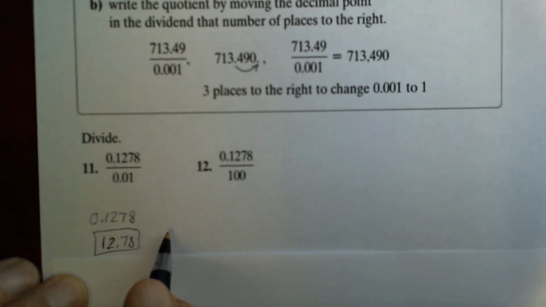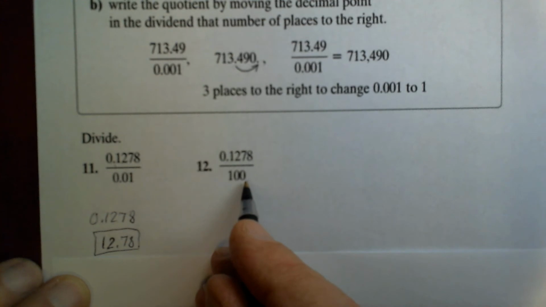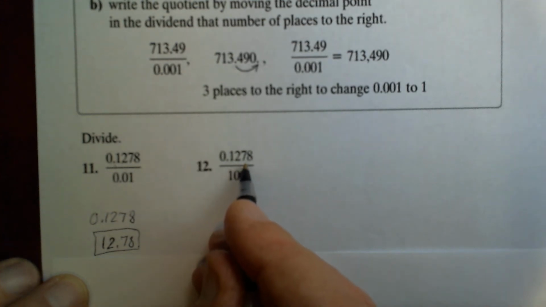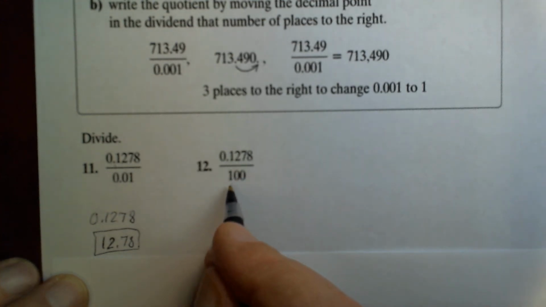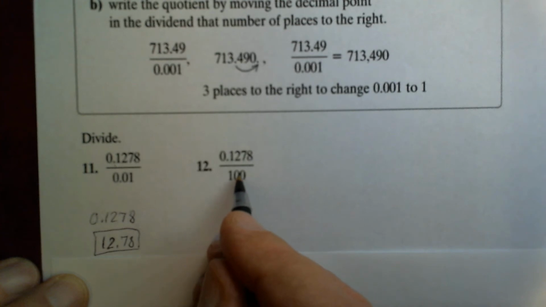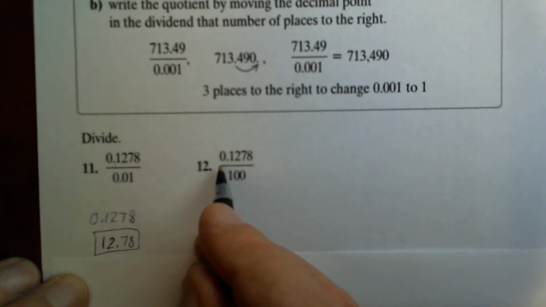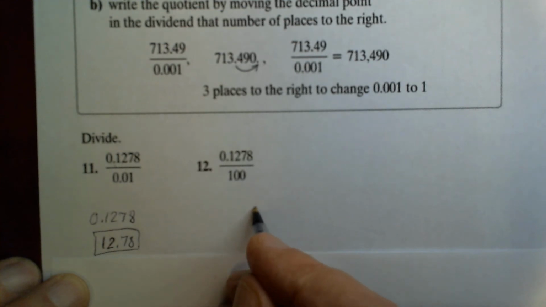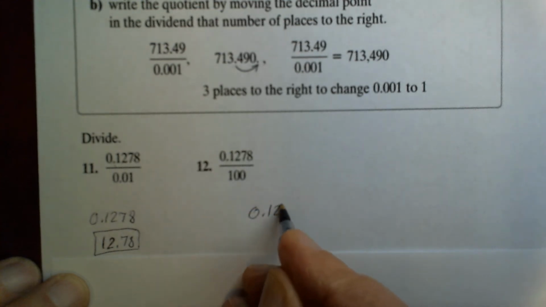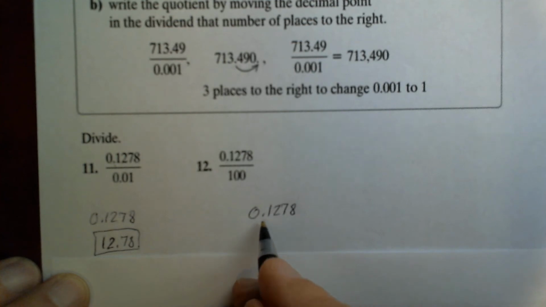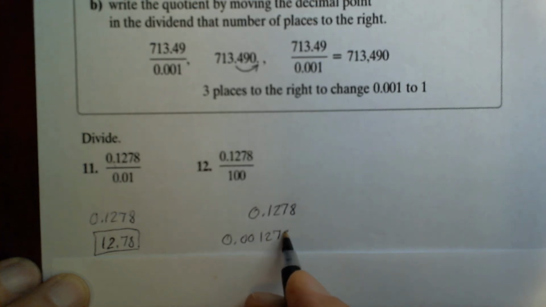And for number 12, here we're dividing 0.1278 by 100. So here we have two zeros in the divisor. So it means we move the decimal 2 places to the left. So when we have 0.1278 and we move the decimal 2 places to the left, we'll have 0.001278.